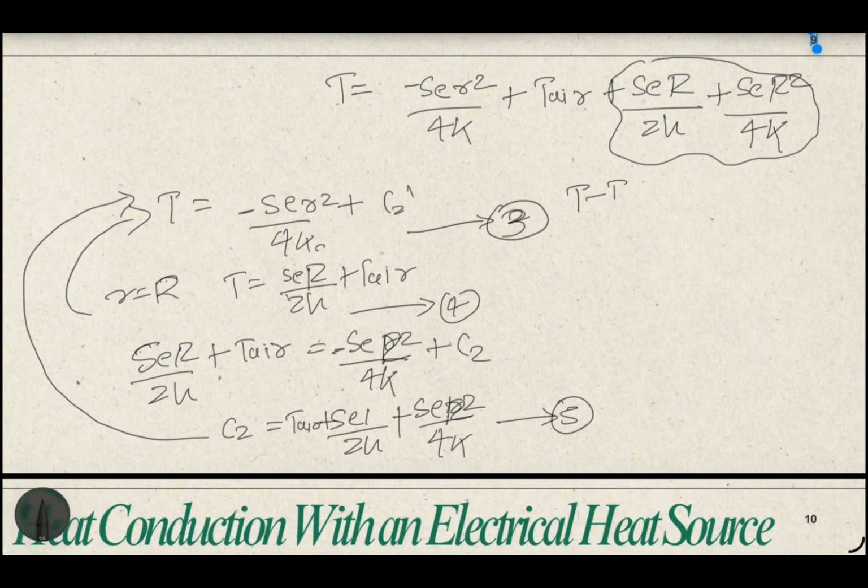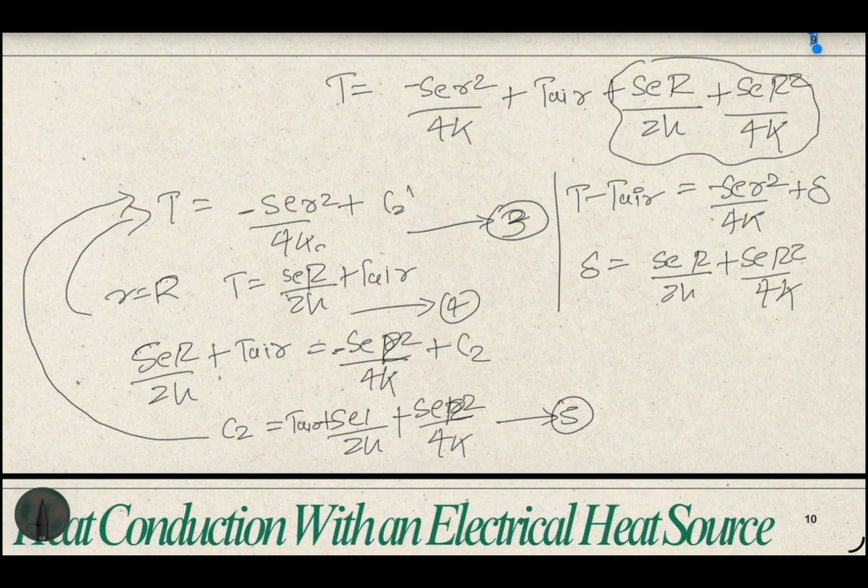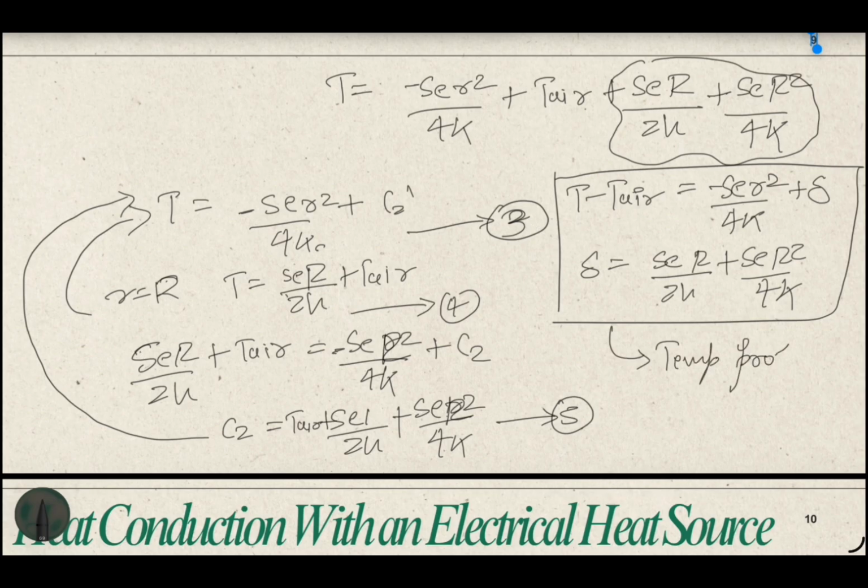So T minus TR is equal to minus SE r square by 4K plus a constant delta, where delta is equal to SE R upon 2H plus SE R square upon 4K. So this is our final equation, the temperature profile for the case when the surrounding temperature is given. So this ends our case 2.